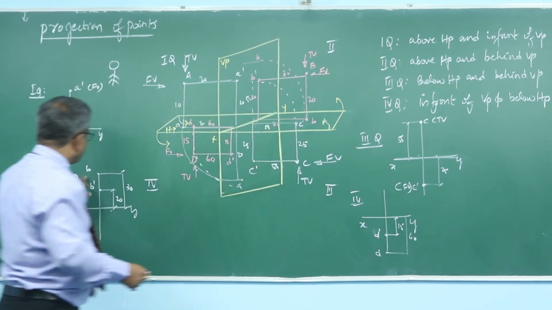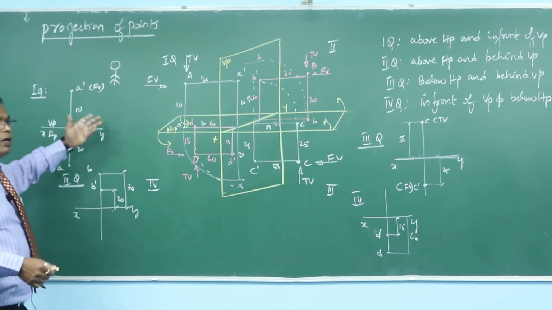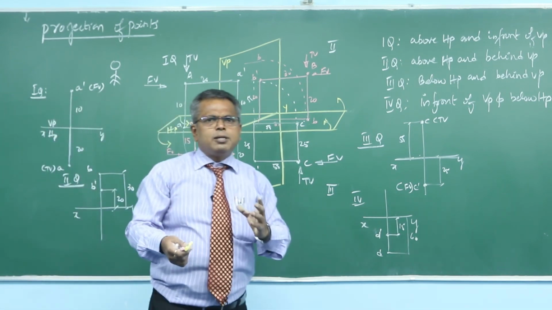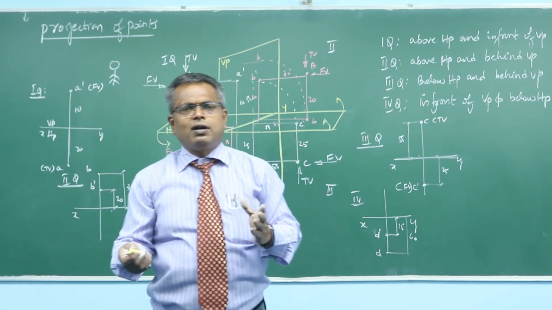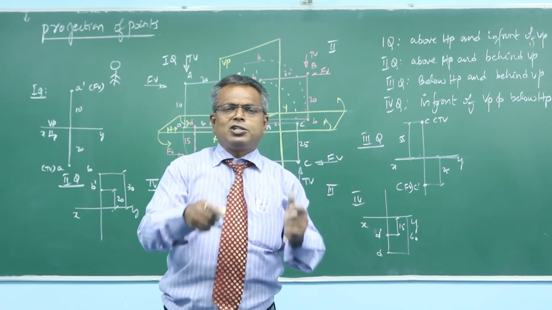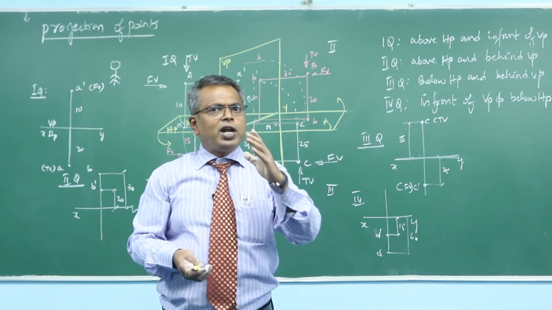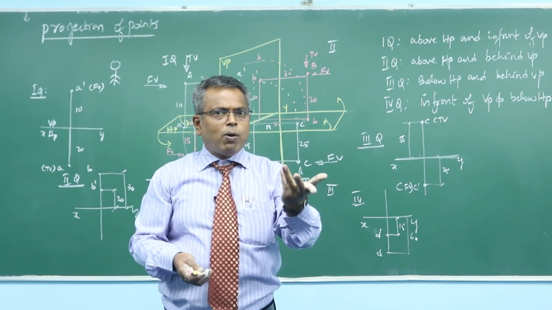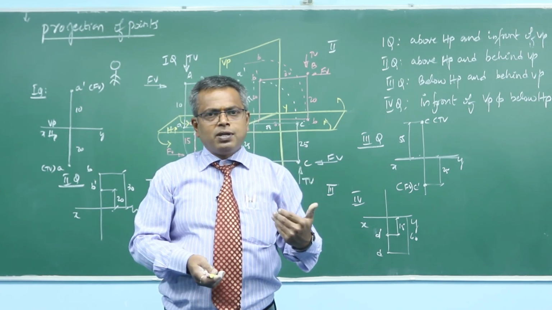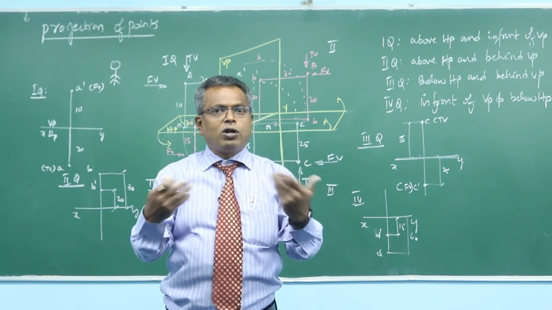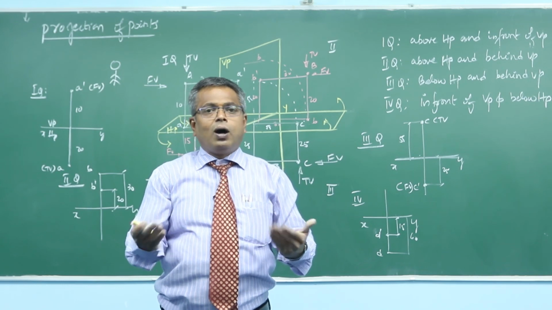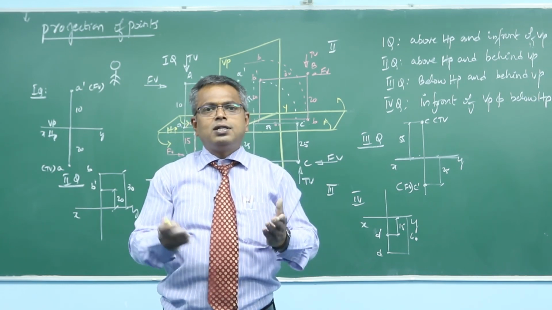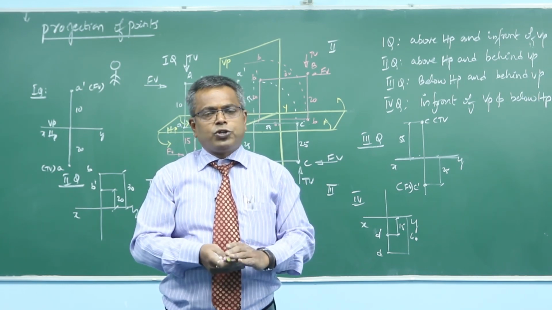But as in case of the second quadrant, both the front view and top view come above the XY line. So this is the fundamental concept of orthographic projection, as in case of projection of points. That means, how a point is located in the first quadrant, if it is in the second quadrant how to draw the projection, and if it lies in the third quadrant how we can draw the projections. So this is the fundamental of projection of points.